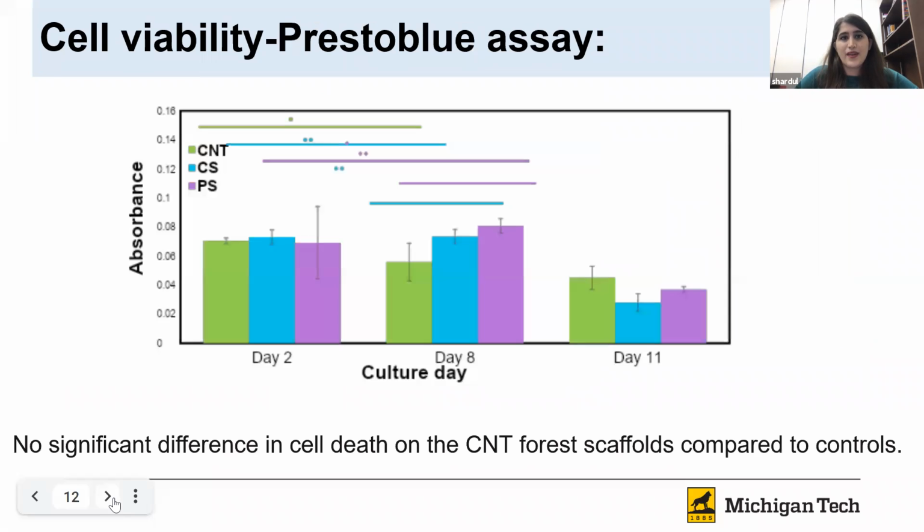Another viability test that we measured was the PrestoBlue assay, which represents the absorbance related to the number of live cells in different culture days. You can see that there was no significant difference between the CNT and the controls for each day, which is further proof of the non-toxicity of the scaffold.